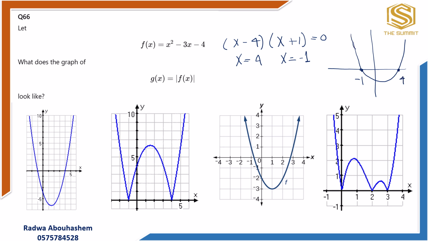Now, if I make the absolute value function, this means I have to remove this negative part here. So I will flip it up. So it will be like this. Let me check here. Yes, we have here 4 and this is -1, and I flipped it up. So here is the graph.